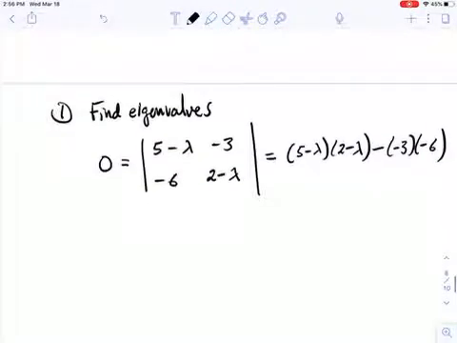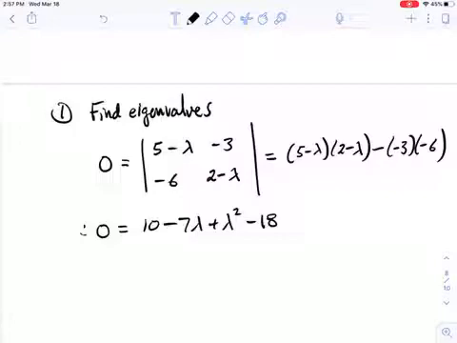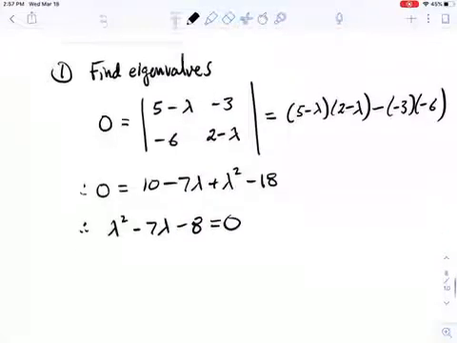Okay, so we require 0 is equal to 5 times 2 is 10. And then what do we have? Minus 2 lambda minus 5 lambda. So is that a minus 7 lambda? And then minus lambda times minus lambda is plus lambda squared. And then 3 times 6 is 18. So I guess we get a minus 18. Or we have lambda squared minus 7 lambda minus 8 is equal to 0.